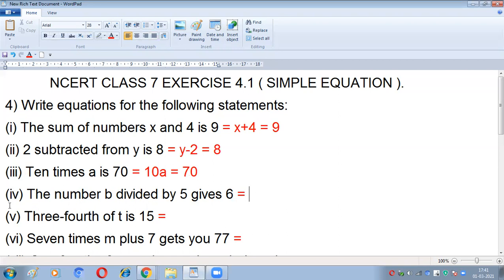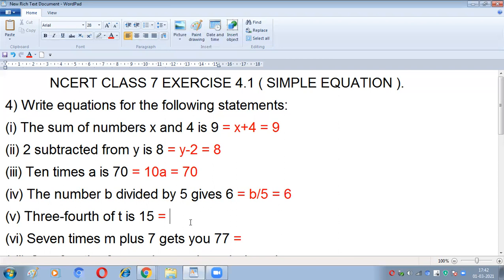So the fourth bit is the number b divided by 5 gives 6. So the number b, that means b is a number which is divided by 5. That means b upon 5. Our half statement is done. So the number b divided by 5 gives 6. That means b upon 5 is equal to 6.